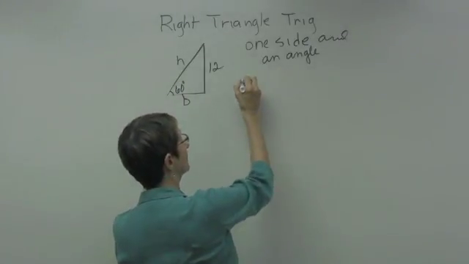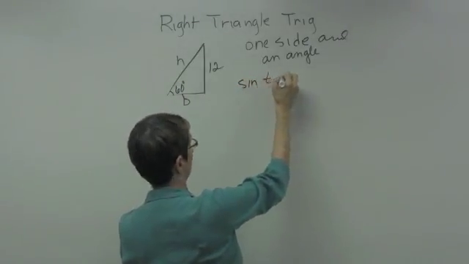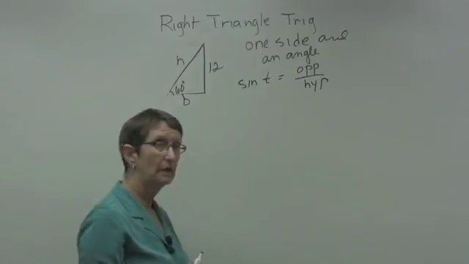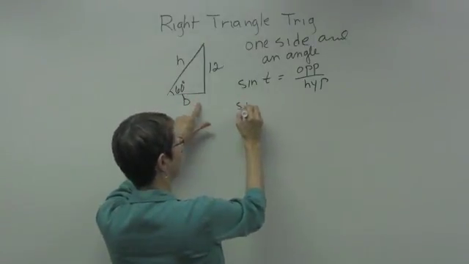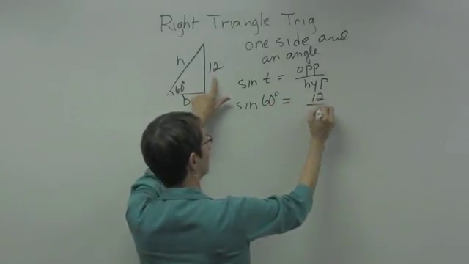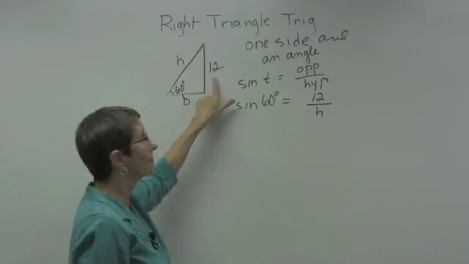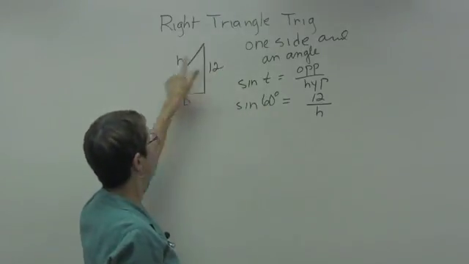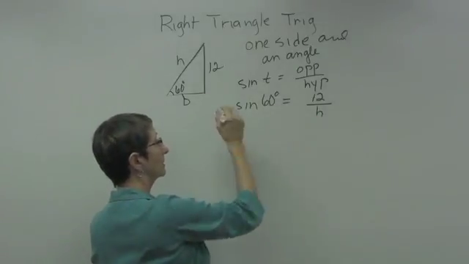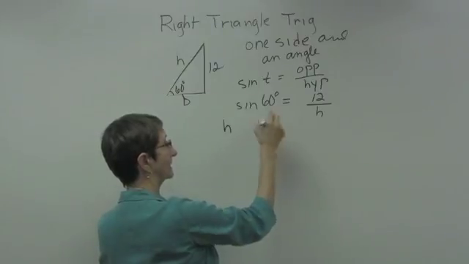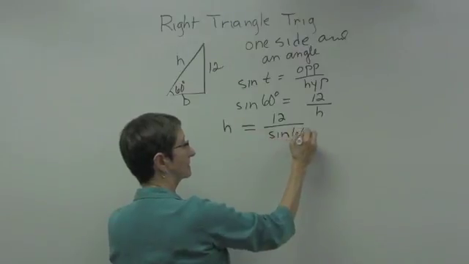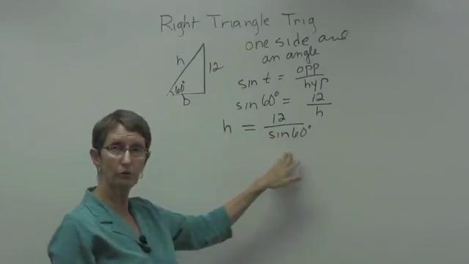So my sine function, sine of, I'll just say of t in general, is opposite over hypotenuse. In this case, the sine of 60 degrees, the opposite side is 12 over the hypotenuse. Opposite over hypotenuse, I don't know the hypotenuse. That's what I'm looking for. So I can multiply it over here, h times sine of 60, and then I can take my sine of 60 and divide. So this will give me what h is equal to.